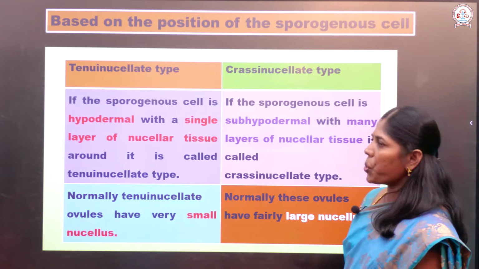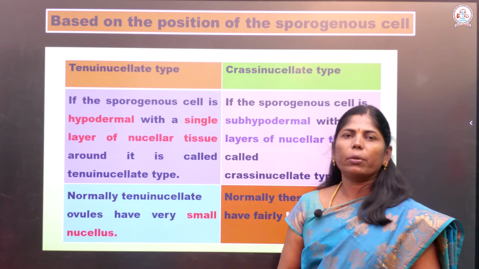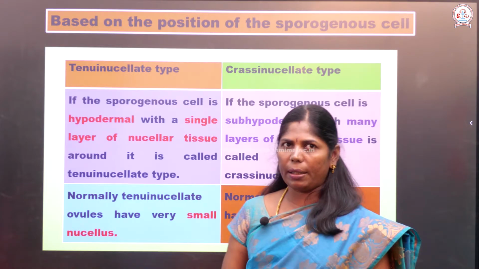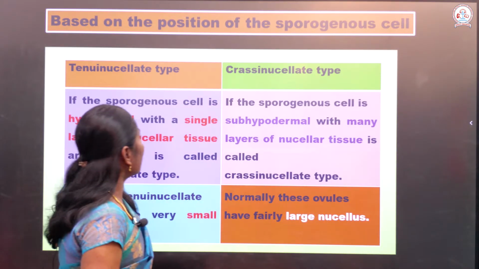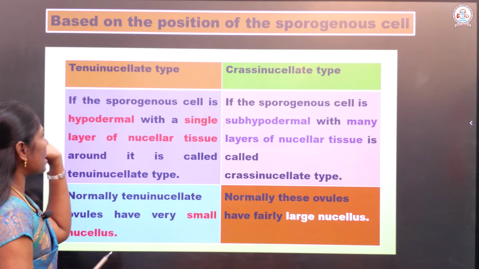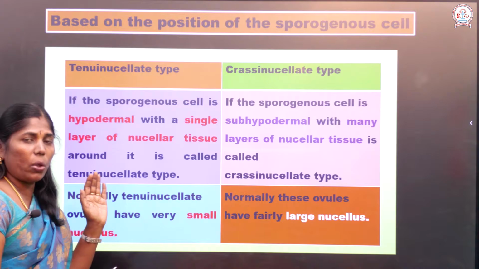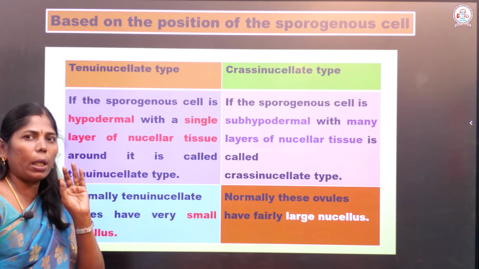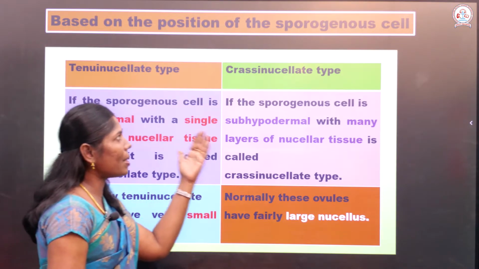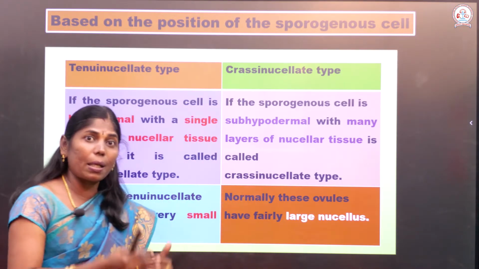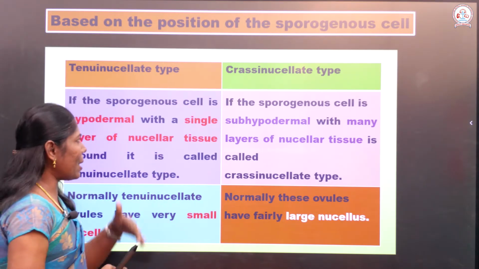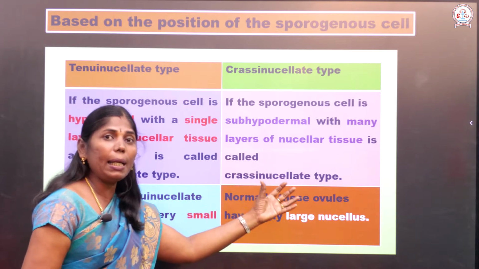Based on the position of the sporogenous cells, ovules are classified into the tenuinucellate type and the crassinucellate type. In the tenuinucellate type, the sporogenous cells are hypodermal, with a single layer of nucellar tissue. In the crassinucellate type, the sporogenous cells are in the subhypodermal layer. There is a hypodermal layer, but it is a single layer, while here there are many layers.